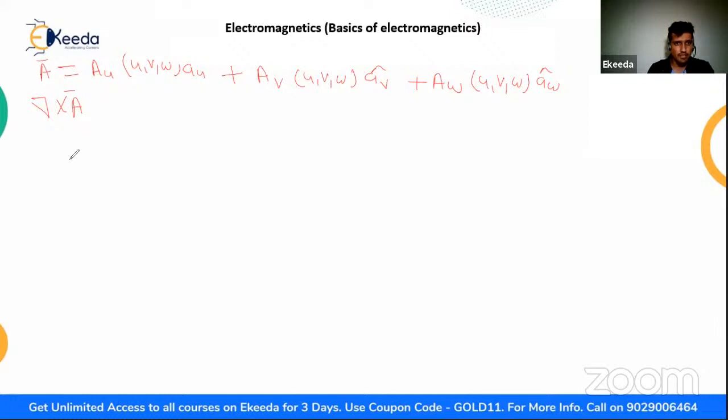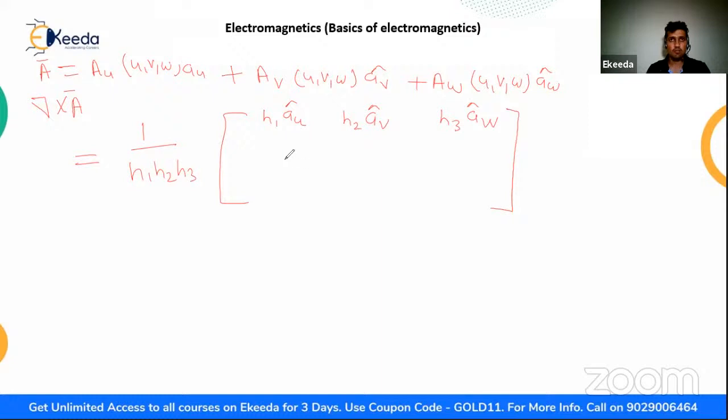So del cross A, how is it defined? This is again defined as 1 upon h1 h2 h3 multiplied by a determinant with rows h1 a_u, h2 a_v, h3 a_w. These are unit vectors in directions u, v, w. If it is Cartesian, then these will be a_x, a_y, a_z, and h1 h2 h3 will be 1. If it is another coordinate system, then h1, h2, h3 will be either 1, rho, 1, or r, r sin theta. The next row is del upon del u, del upon del v, del upon del w. The last row is h1 multiplied by A_u, h2 multiplied by A_v, h3 multiplied by A_w.